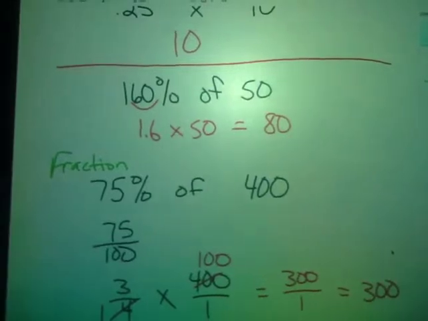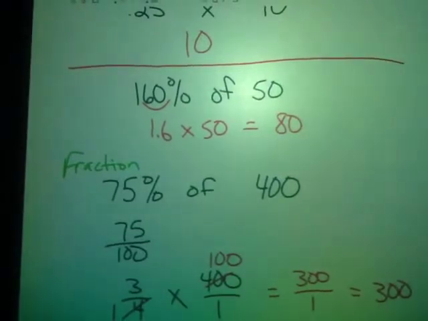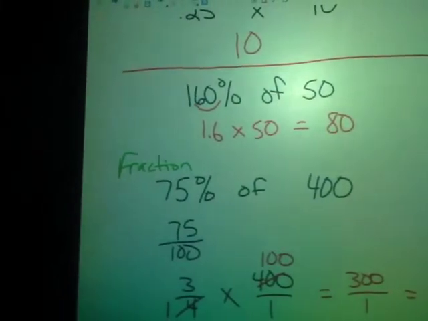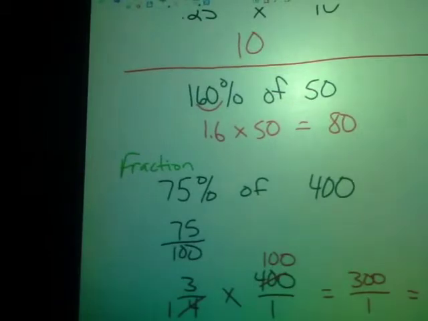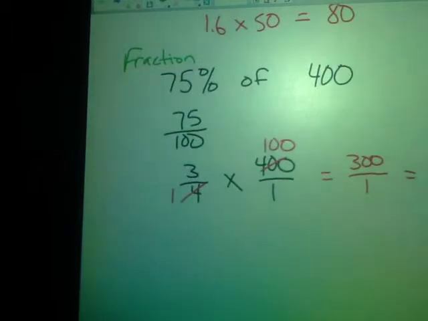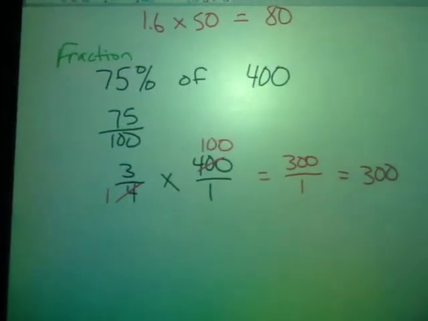And then down below I have a fraction example for you. Let's extend that page a little bit. Mr. Mac, Mr. Shaky Hand. Boom. All right. So 75% of 400.